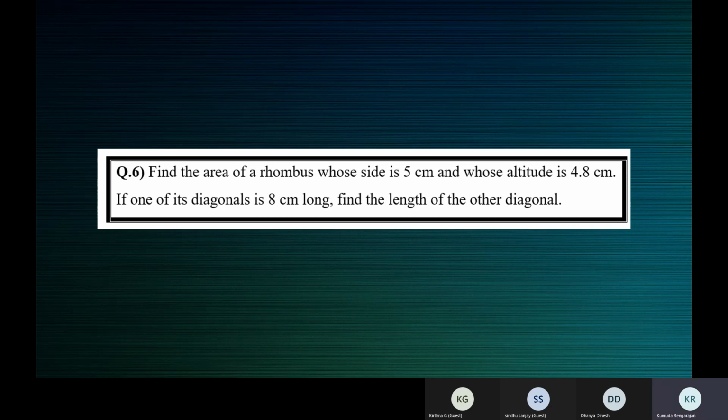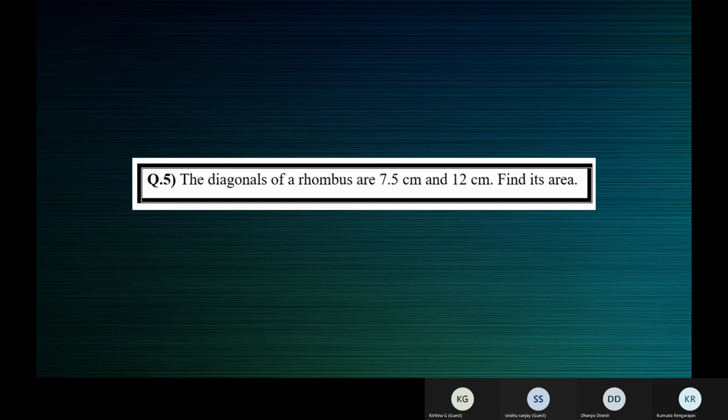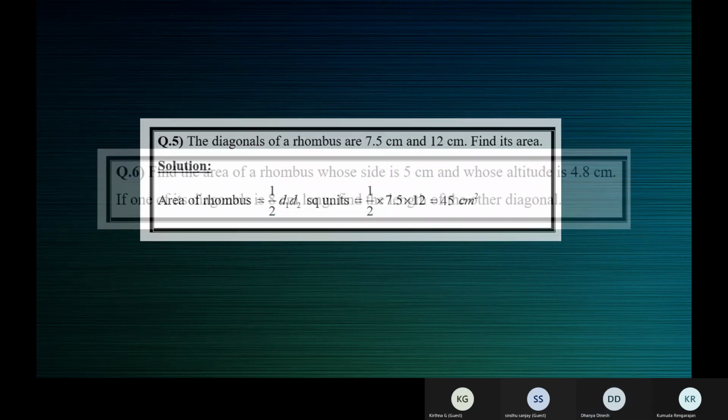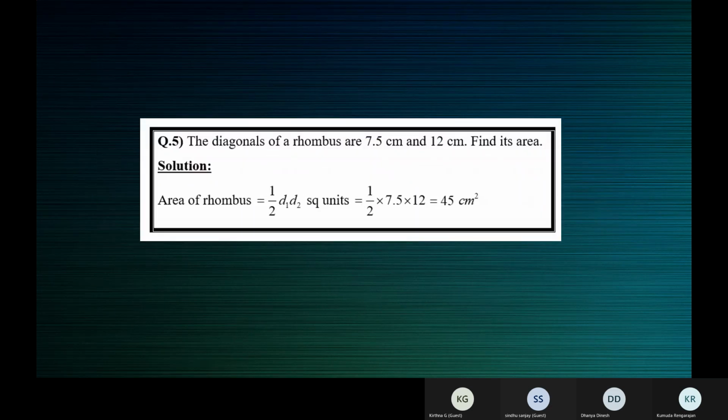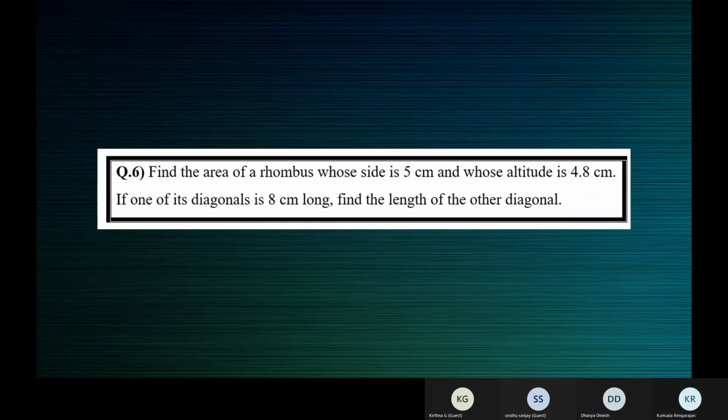Should we continue from this one, children? Yes, ma'am. Last one. Completed, ma'am. We finished this, right? Yeah. Okay, so we'll have to continue from here.